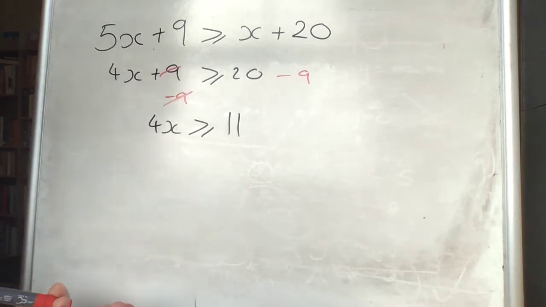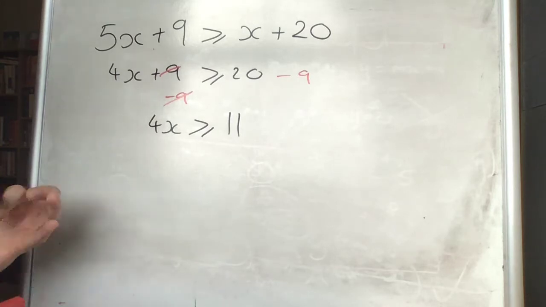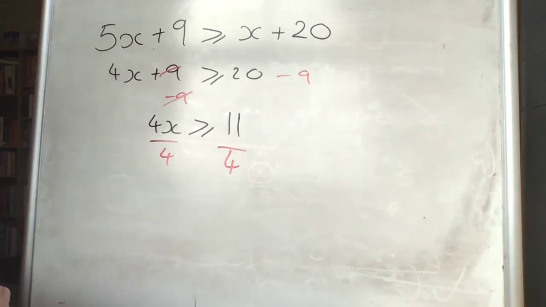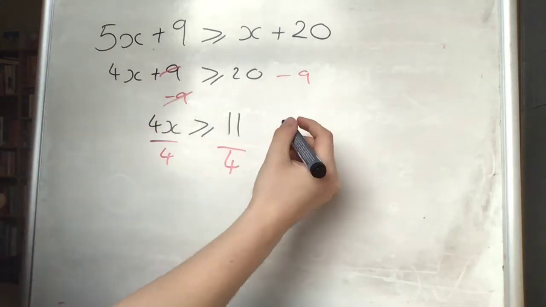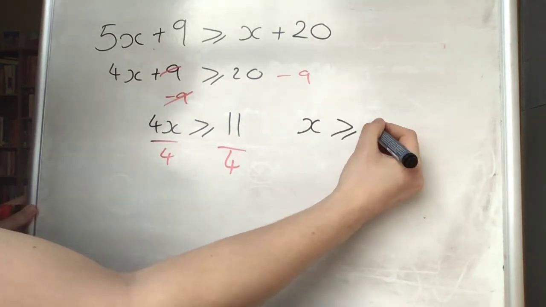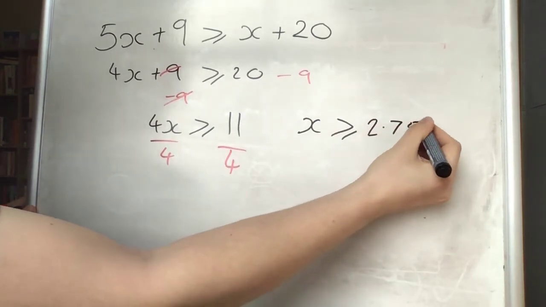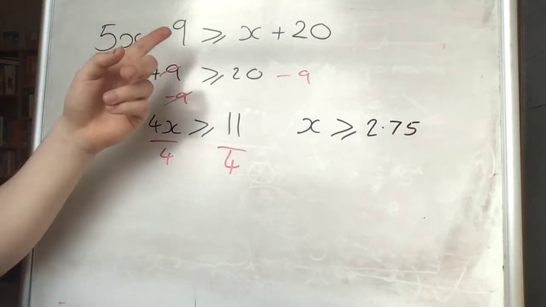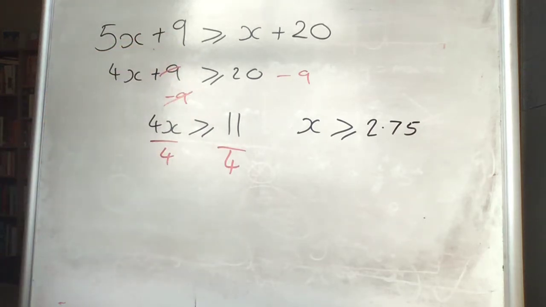Then all we need to do is get x by itself. It's as if this was an equal sign effectively, so we can divide both sides by 4. Divide that by 4 and divide that by 4. This will give us an answer of x greater than or equal to 2.75. That is our answer, the values of x for which 5x plus 9 is greater than or equal to x plus 20.